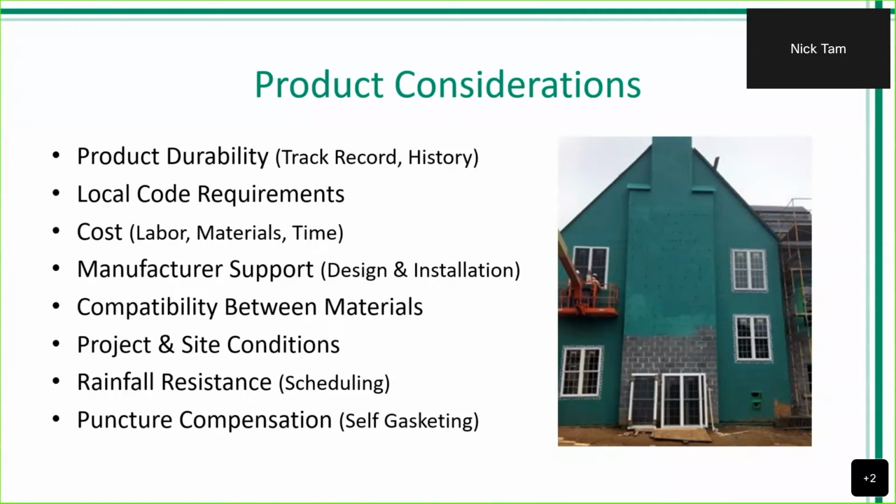For puncture compensation or self-gasketing, we talk about ASTM D1970, which relates to the self-sealability of any type of air barrier material. We have to note that it is a little overly presumptive, but with any puncture that may present itself, we want this material to be as resistant to that puncture as much as possible so that we don't have any critical errors on our structure.